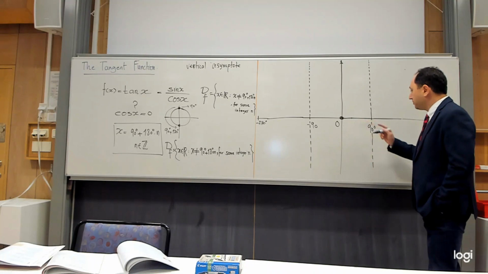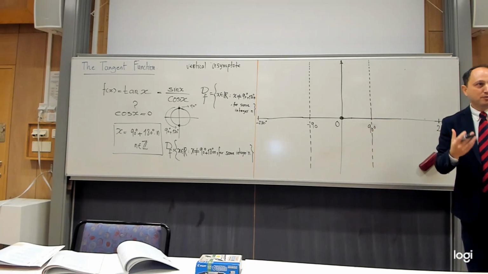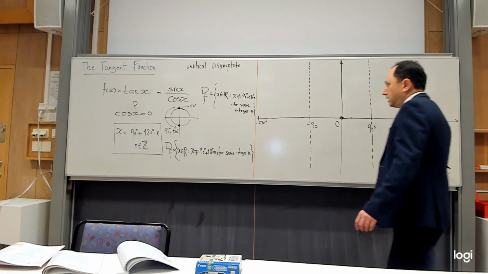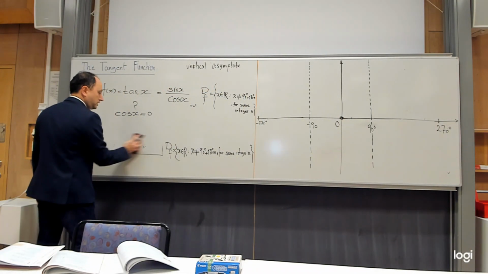Then what will happen for 90? When I am getting close to 90 degrees, what happens to the value of the tangent? Sine is getting bigger and bigger, and cosine is getting smaller and smaller. So yes, the graph will go up. Exactly. So what happens is this. Let me just draw this picture here for you.